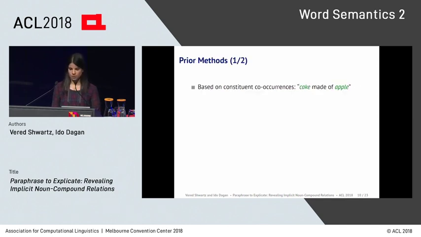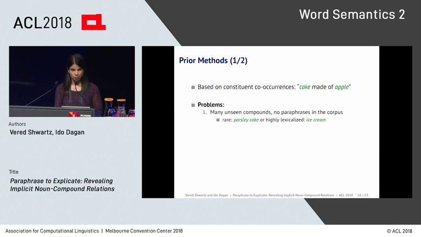Prior methods for this task are usually based on the co-occurrences of the constituents in a corpus. So for example, for apple cake, you might expect to find a paraphrase like "a cake made of apples" that appears in the corpus. This is problematic for two related reasons. So first of all, many noun compounds don't have any paraphrases in the corpus. It could either be because they're very rare, like parsley cake, or maybe the other way around, because they're very highly lexicalized. They always appear as a compound, they never appear explicated, like ice cream.